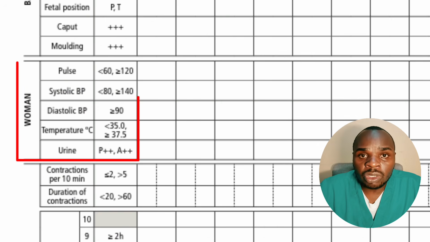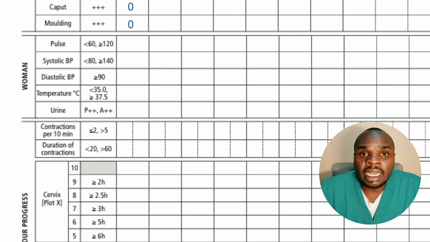The woman's health and well-being are monitored on the LCG by regular observation of the pulse, blood pressure, temperature, and urine. The date is still June 7, 2020. The time is 6 a.m. Mary Jane's pulse rate is 88 beats per minute with a blood pressure of 120/80 millimeters of mercury. Her temperature is at 36.5. She passed urine at admission without proteinuria or acetone.